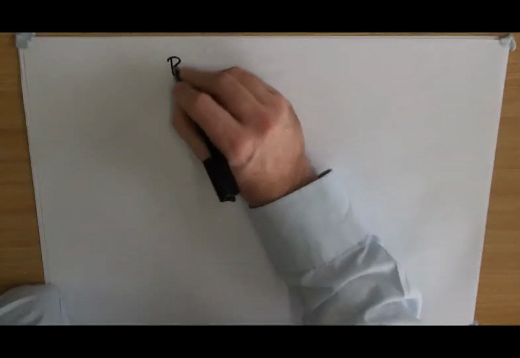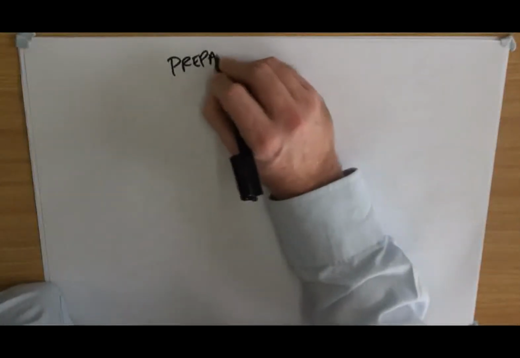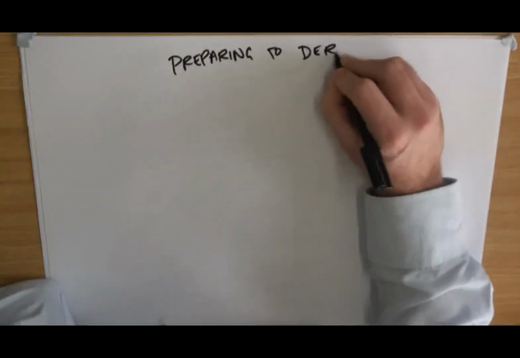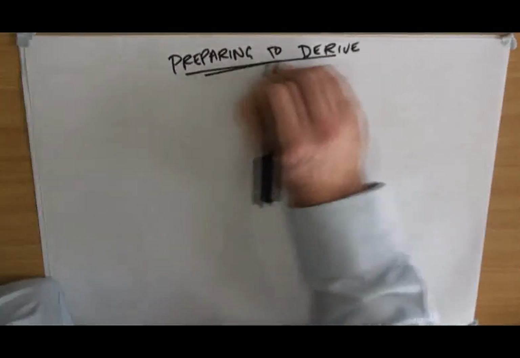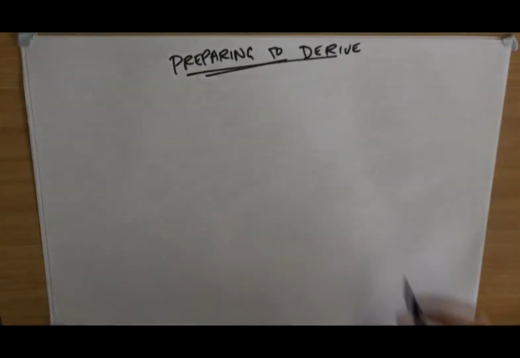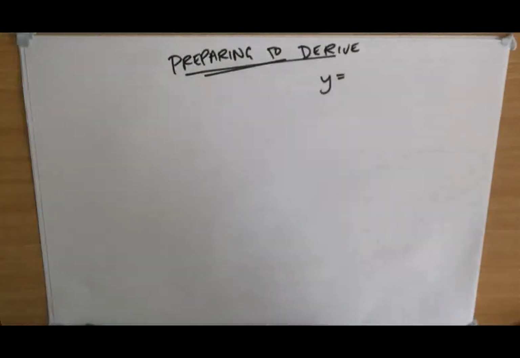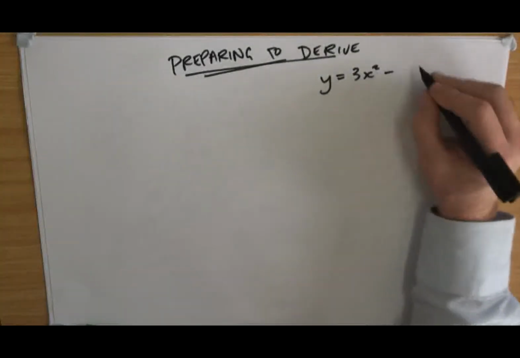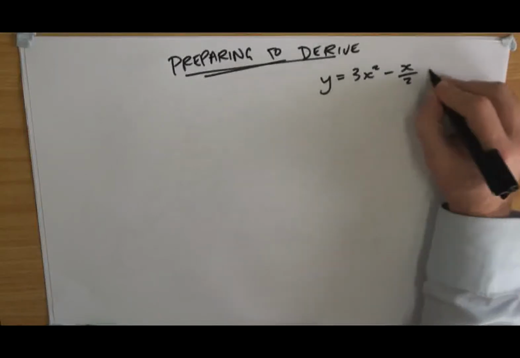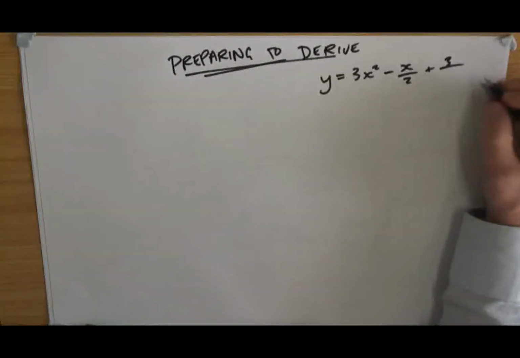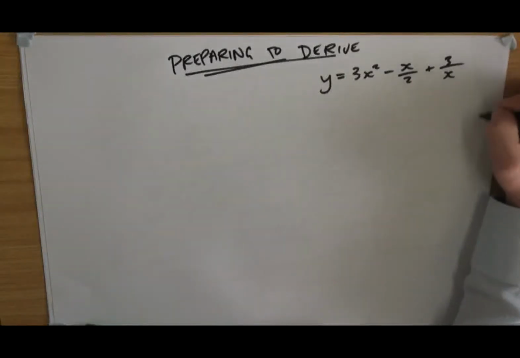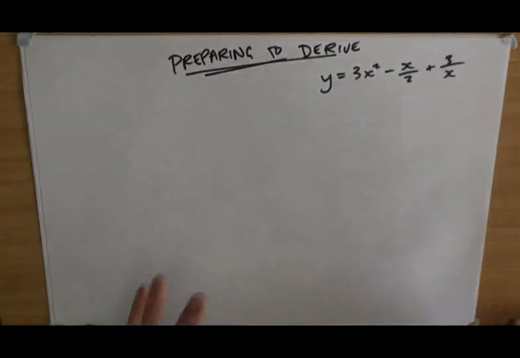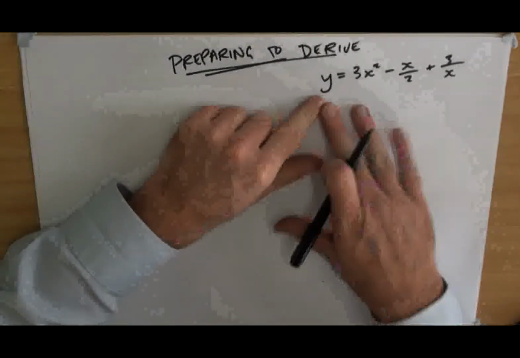Okay, this video here is about preparing to derive. If you're going to derive, you need to get a few things worked out before you actually do the deriving. If you have y equals something, let's say 3x squared minus x on 2 plus 3 on x, what we want to do is get it in a nice form first.